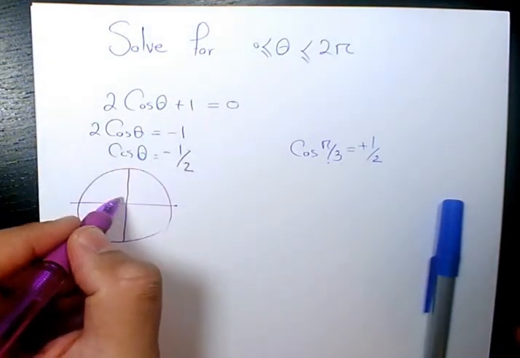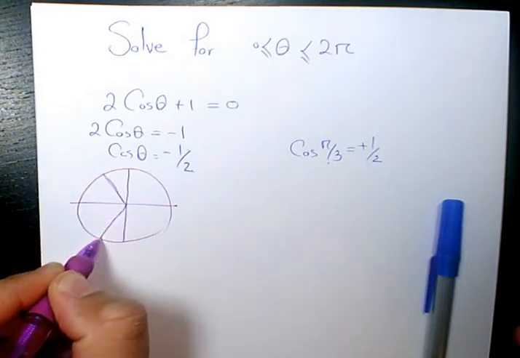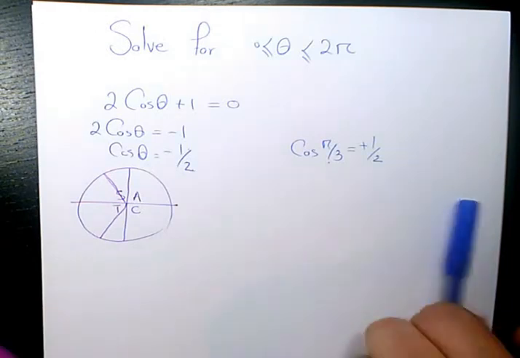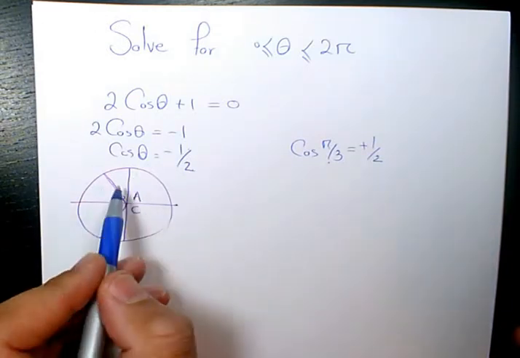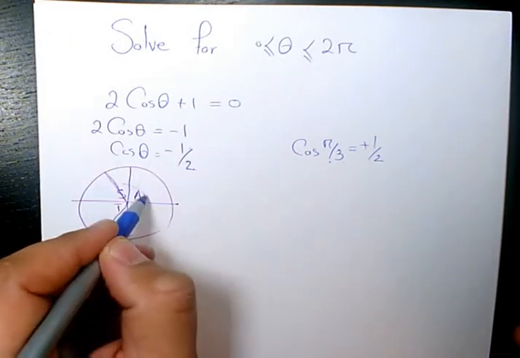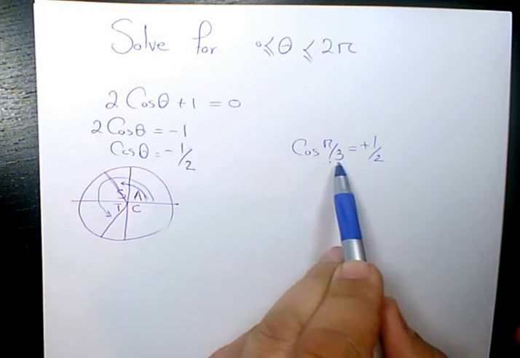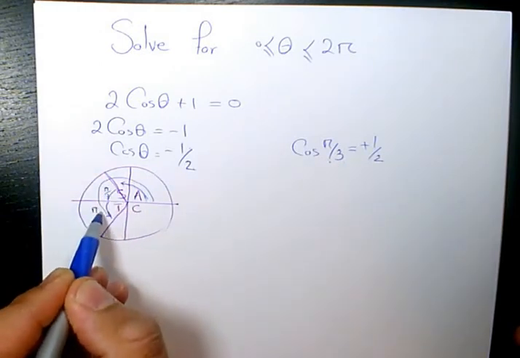Cosine is negative in quadrant 2 and in quadrant 3 based on the CAST rule. The CAST rule is saying that the cosine is negative in quadrant 2 and quadrant 3. So how do you find this angle here, this one and this one? It has to be related to pi over 3. So this one is pi over 3. This part is pi over 3 as well.